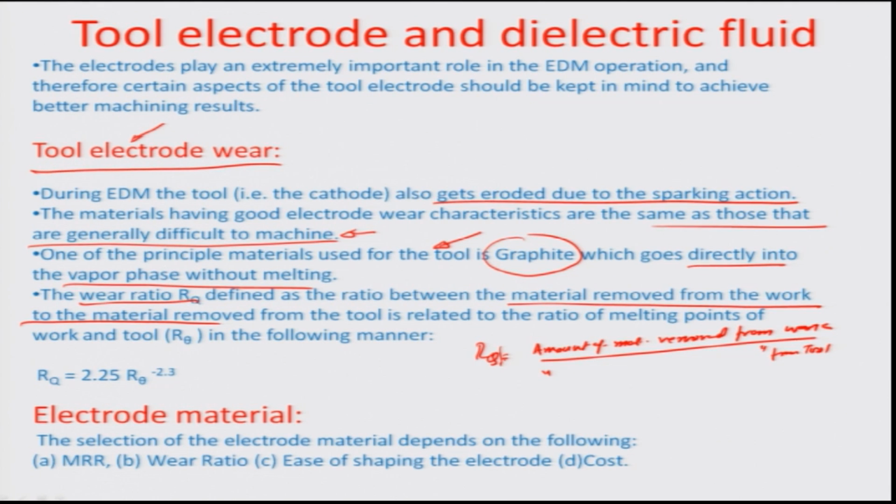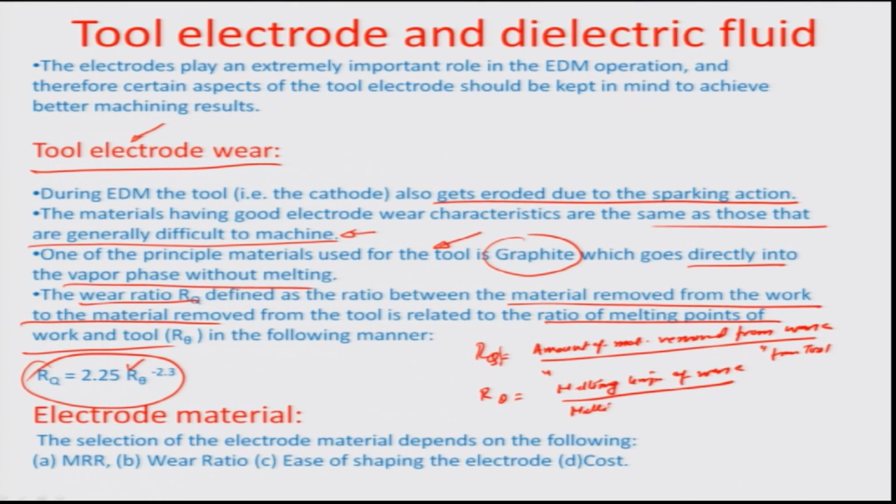Okay. You can also directly relate this to the ratio of the melting points of the work and the tool. The relationship goes as follows: RQ depends on the ratio of melting points of the work and tool. In this manner, RQ equals 2.25 Rθ to the power of minus 2.3, where Rθ is the melting temperature of work divided by the melting temperature of tool. So, that is how RQ and Rθ are posed here.